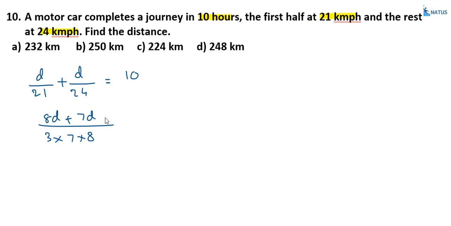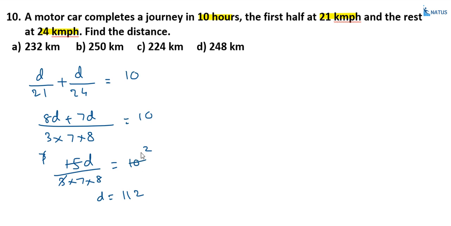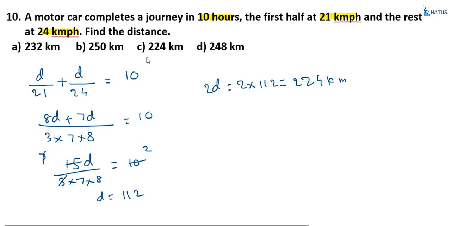And this is equal to 7D. And this is equal to 10. So 15D by 3 into 7 into 8 is equal to 10. And this is 2 times, this is 3. 3 gets cancelled. So distance D equals 112. Now what we require? Total distance. Total distance is equal to 2D, or not? So 2 into 112, that is equal to 224 kilometers. Option C is the correct answer.